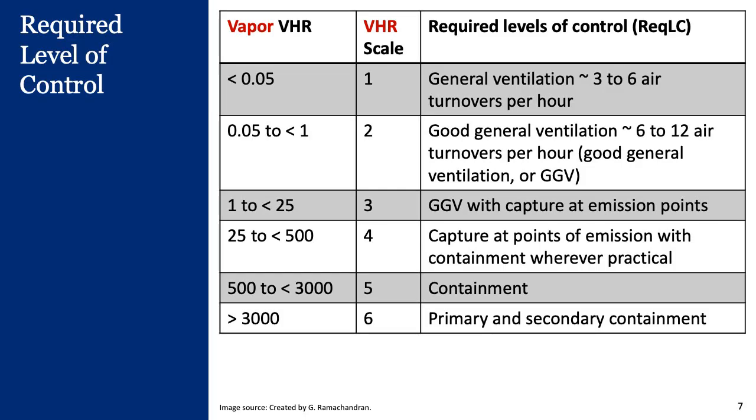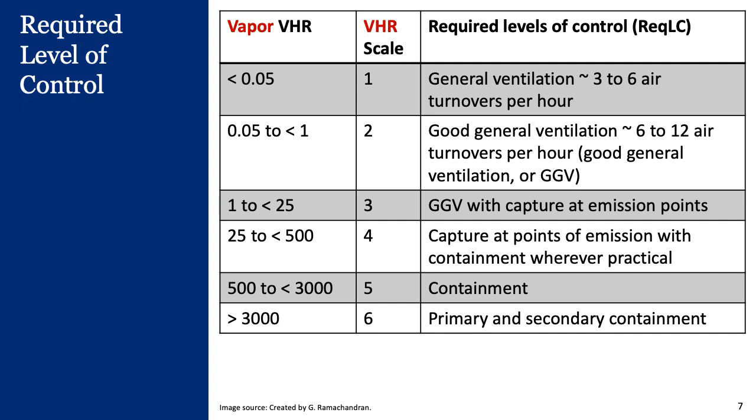So we calculate the vapor hazard ratio. And I guess I forgot to mention this earlier, but the vapor hazard ratio is the vapor pressure in units of millimeters of mercury divided by the occupational exposure limit in units of parts per million. So we need to be careful about using the units correctly. So if the vapor hazard ratio is less than 0.05, then on the VHR scale, it's category 1. And the required level of control for this kind of a setting is that you need some general ventilation, roughly 3 to 6 air changes per hour.